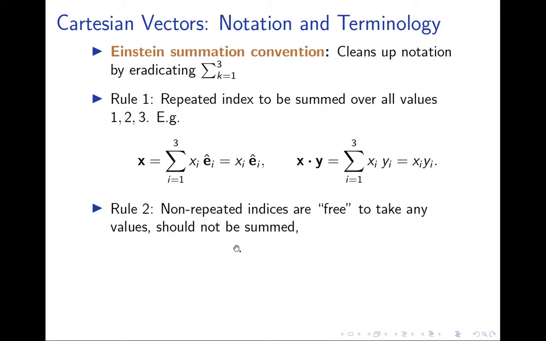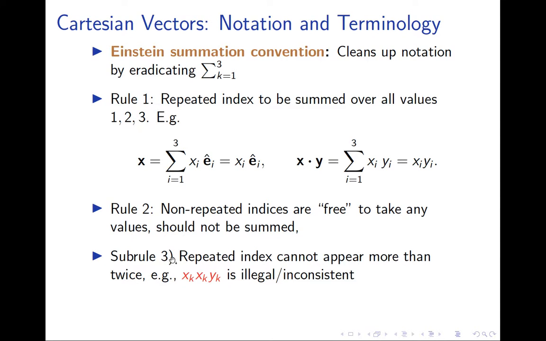Then there are a couple of associated subrules. First is that the repeated index cannot appear more than twice. For example, I have an illegal expression xk, xk, yk. Now the index k has appeared 3 times, so this is illegal. In fact, this is illegal not because of just some random rule, but because this is inconsistent. It gives you wrong results. If you proceed with this expression, it will give you wrong conclusions.